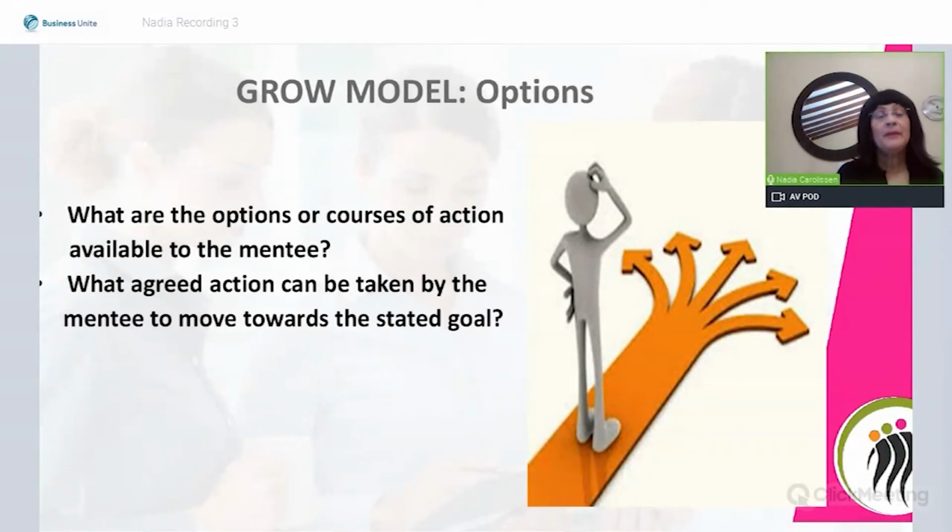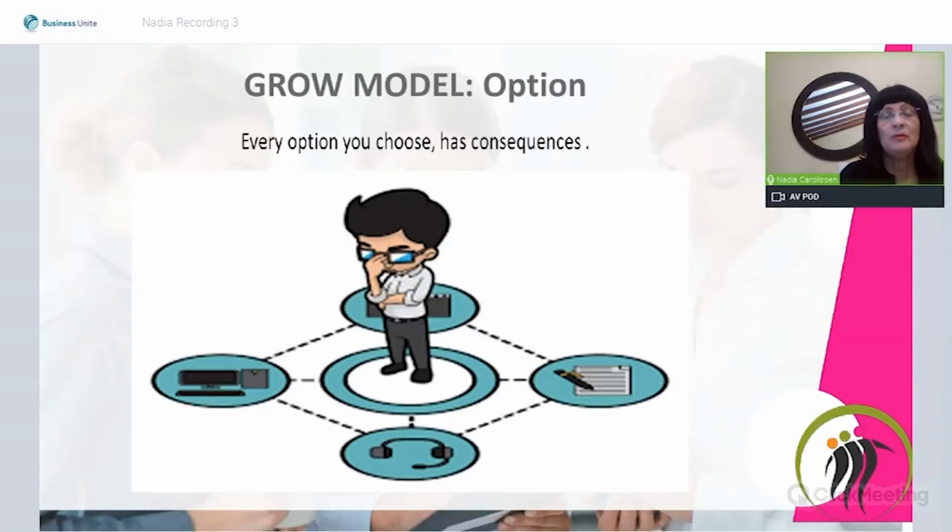And the third one here, grow model, it deals with options. Depending on what your reality is, what your goals are, what your resources are, you will be faced with different options you can take. In other words, options, how are we going to achieve these goals, considering my reality, considering my resources? So always keep in mind that the option you select, there is a consequence for that. So as the mentor, you will possibly have to guide the mentee also in terms of the options to select and also the time frames allocated to achieve certain goals.